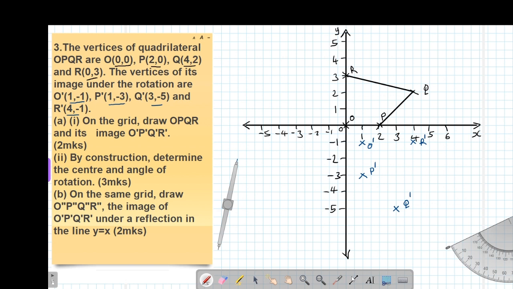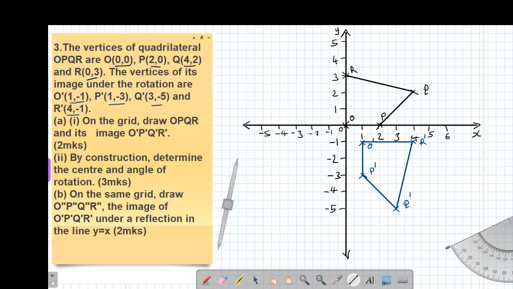After that, I'm going to connect, of course, O prime to P prime this way. Then P prime should be connected to Q prime, then of course Q prime should be connected to R prime, then R prime to be connected to the starting point, which was O prime. So this is the object and the image of quadrilateral O, P, Q, and R.